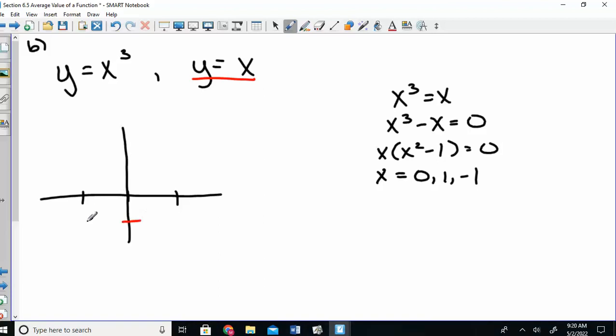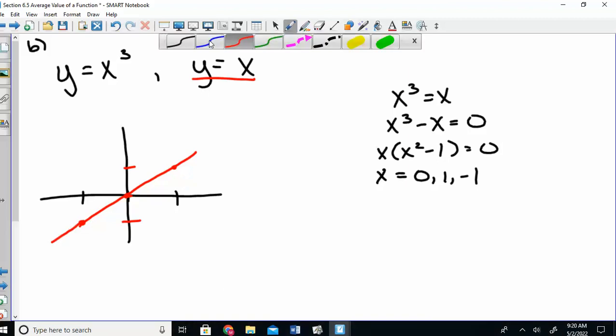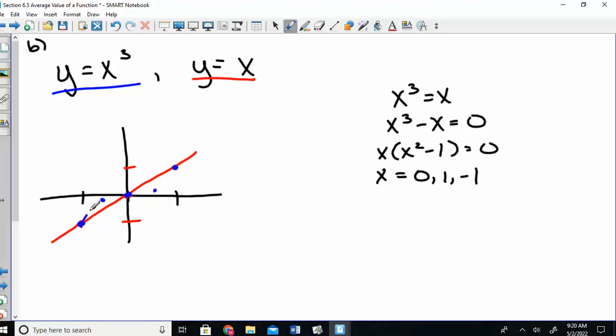Y equals x. So if you plug in -1, you get out -1. Plug in 0, you get 0. Plug in 1, you get 1. That's just a line. Y equals x cubed. Okay, it's the same 3 points here, so we need to figure out what else is going on. If you put in a -1/2, you get -1/8. If you put in a +1/2, you get +1/8. So we are trying to find these 2 areas.